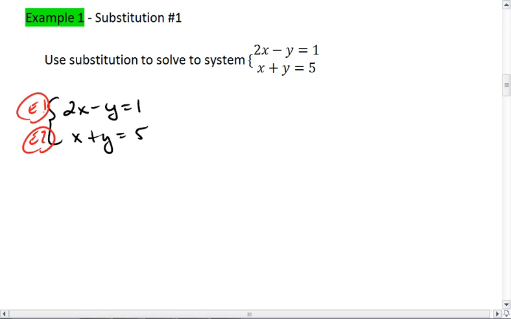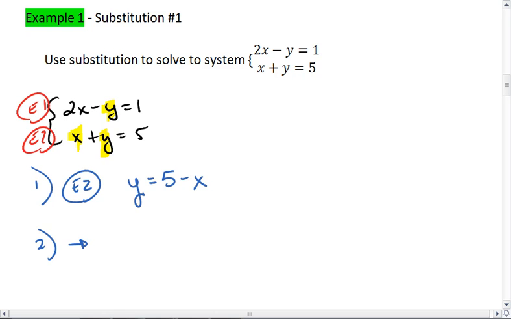I like to look for variables with a coefficient of 1. We actually have 3 of those here, so you can pick anything you want, really. I'm going to start with solving equation 2. Let's solve for y. I get y equals 5 minus x. We're going to substitute this into equation 1.